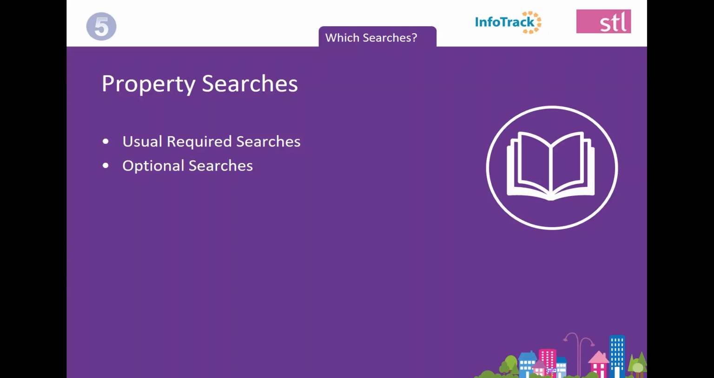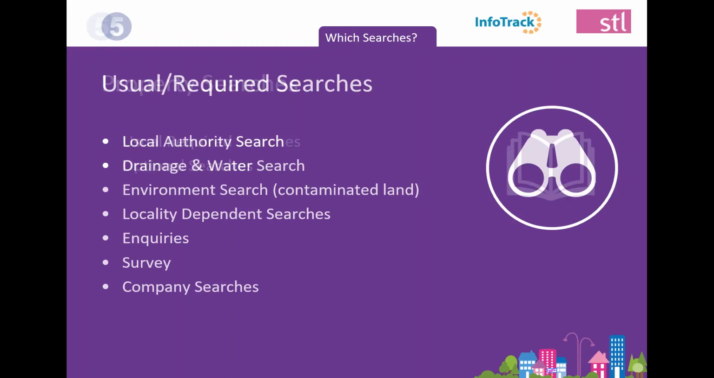So once you've had a discussion with your client about their intended use and enjoyment, you'll then make a decision about which searches are necessary. And there'll be some optional searches there as well. So let's just have a quick look at the required searches. Although the CML and BSA handbook gives some guidance, they tend to just say that it's the usual searches and necessary searches. They don't definitely specify which searches they are.